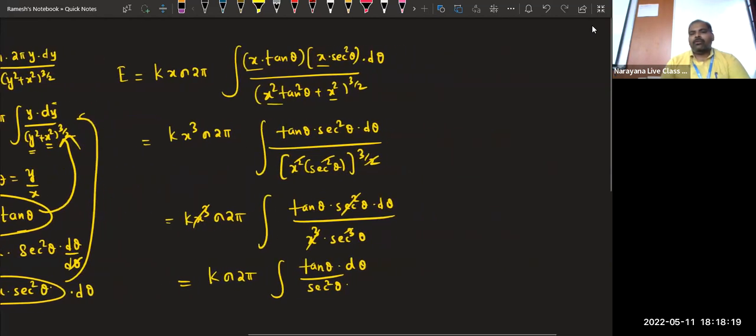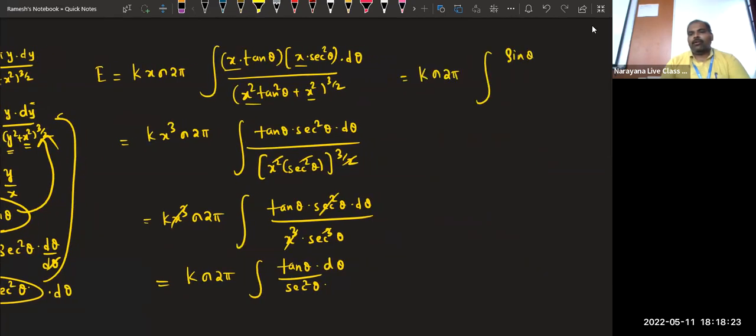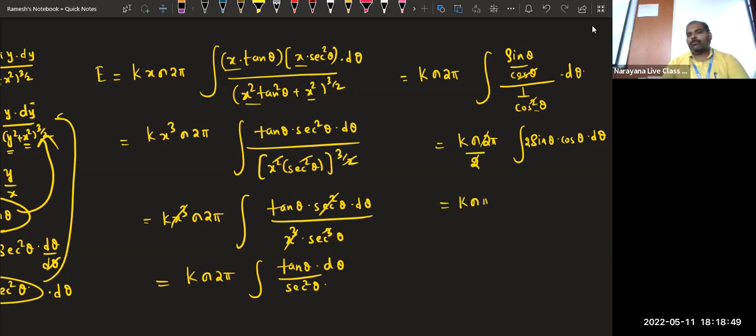So k sigma into 2 pi. Tan theta value, what can I write? Sine of theta by cosine of theta, whole divided by 1 by cosine square theta. Na? Cosine theta cancels out and into d theta. k into sigma into 2 pi, integration of cosine theta will go upside, na? So sine of theta into cosine of theta into d theta. 2 I will multiply, 2 I will divide. See, 2 cancels out. So k into sigma into pi.